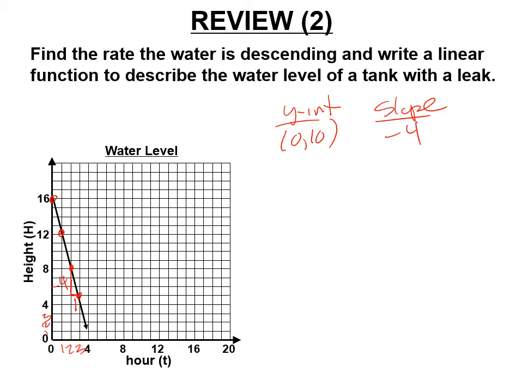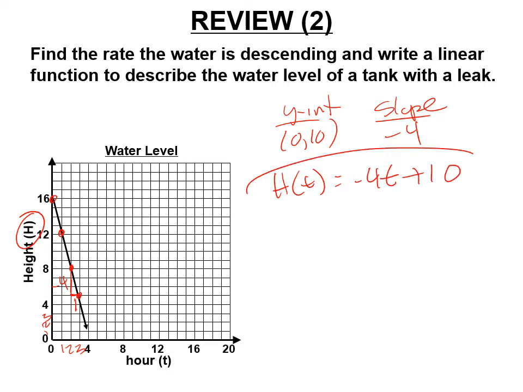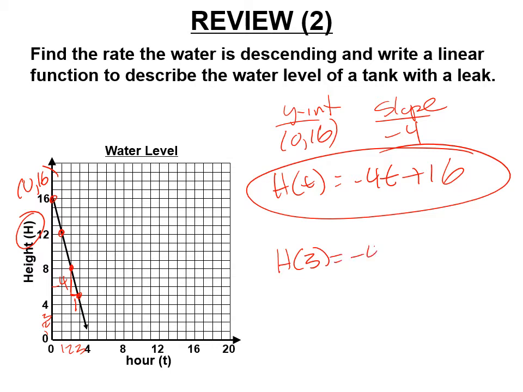Okay, so if we use h of t, height as a function of time, equals -4t plus 10. Oh, why did I put this? I'm very sloppy, and look what happens, 16. Don't do that, because it starts at 0, 16. And so then if I ask you, what's the height at 3 hours? You do h of 3, -4 times 3 plus 16, which is -12 plus 16. And you would say, oh, it's at 4. I didn't say inches or feet or whatever. Okay, and that's a good use of that.